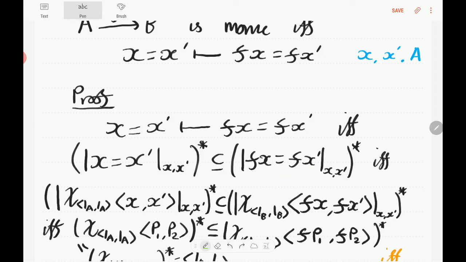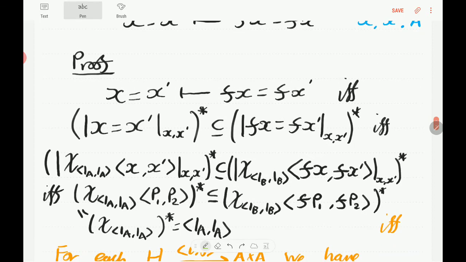And so we're basically saying that the subobject classified by the interpretation of this on the left is contained in the subobject classified by the interpretation of this on the right. And so working out those interpretations, we're basically saying that the subobject classified by chi of identity A comma identity A after P1 comma P2 is contained in the subobject classified by chi of identity B comma identity B after FP1 comma FP2.